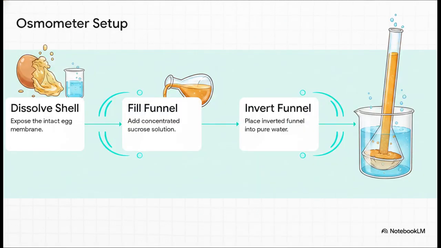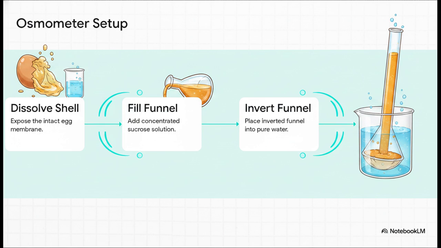You can actually see this osmotic pressure in action with a really cool kitchen experiment. If you dissolve an eggshell in dilute hydrochloric acid, the hard shell vanishes, but that weird, thin, semi-permeable membrane stays perfectly intact. Tie that membrane to a funnel filled with a sugary sucrose solution, flip it upside down into a beaker of pure water, and just watch.